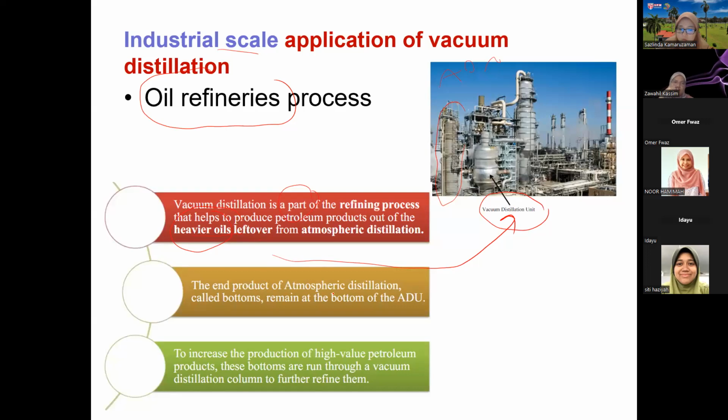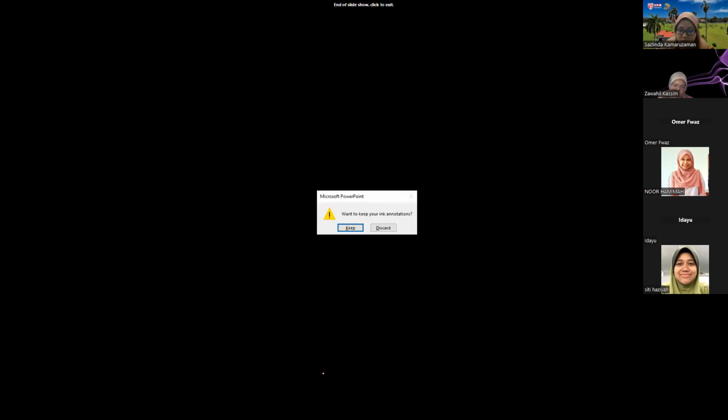The end product of atmospheric distillation is called bottoms, because the one with a higher boiling point is stuck at the bottom, remaining at the bottom of the atmospheric distillation unit. From here, we proceed to the vacuum distillation unit. To increase the production of high value petroleum products, these bottoms are run through vacuum distillation to further refine them. That's why I said that in the oil refinery, vacuum distillation is part of it. Okay, so I think that's all for the vacuum distillation.